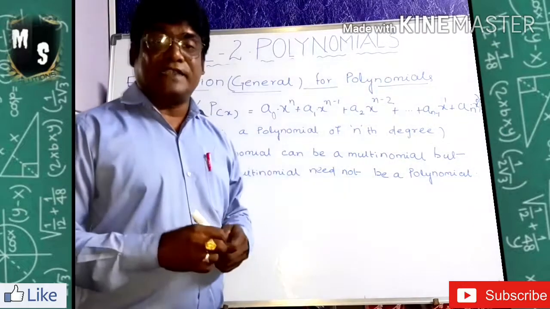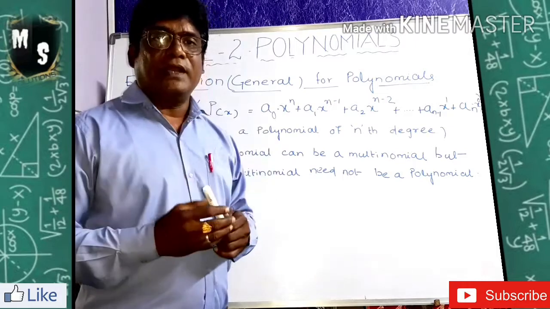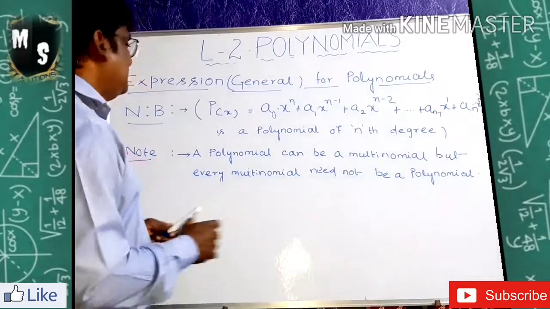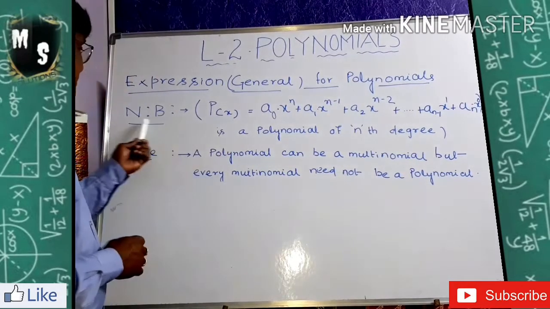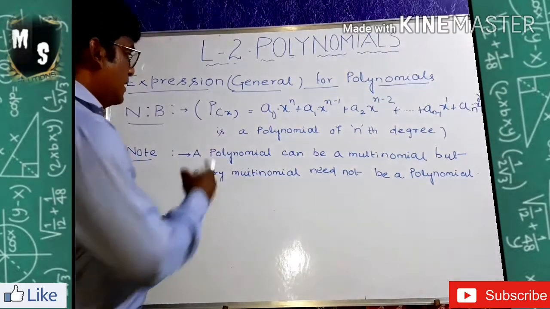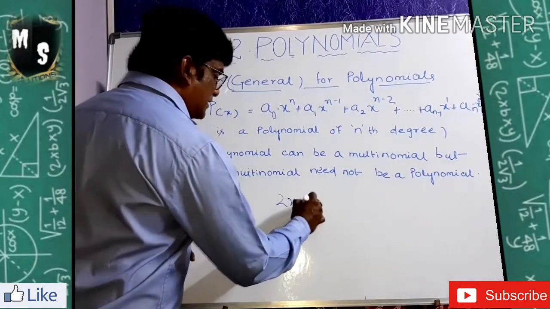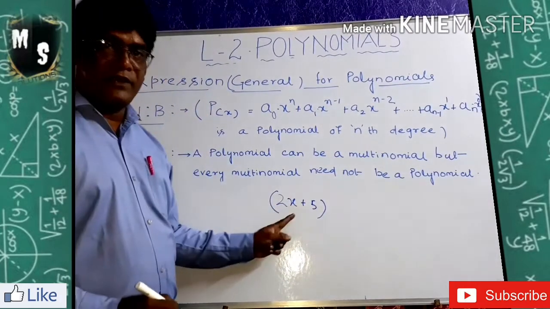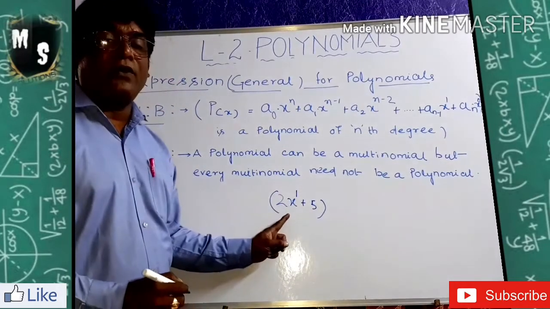When we say a polynomial, how can we write a polynomial up to the nth degree? Nth degree means the variable power starts from n. First of all, you have to know why I wrote p(x) here, and NB here. NB means notice board; it should be note. So, why did I write p(x)? For example, I am taking the polynomial 2x plus 5. This polynomial is a binomial, having two terms, and the variable power is 1.